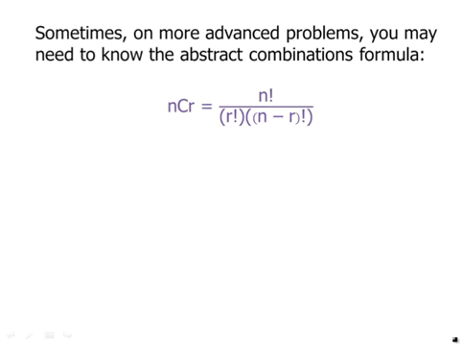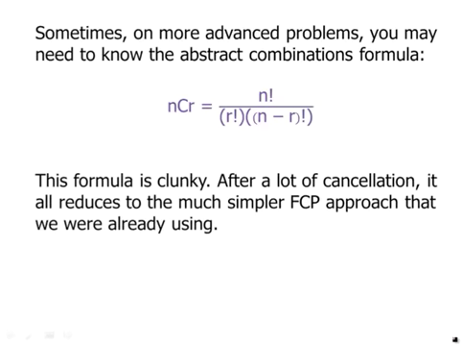Sometimes in the more advanced problems, you may need to know the abstract combinations formula. This is the abstract formula. And this formula is designed to have a massive amount of cancellation in it. But I will say the formula is clunky. After a lot of cancellation, all that reduces to the much simpler fundamental counting principle approach that we were already using. So this is one case in which if you're eager to memorize a formula, don't. This formula is not very useful. It would only be useful in a question that we're asking very particularly about the formula. Yes, that could happen. On a very advanced question, they could actually ask about the formula itself.